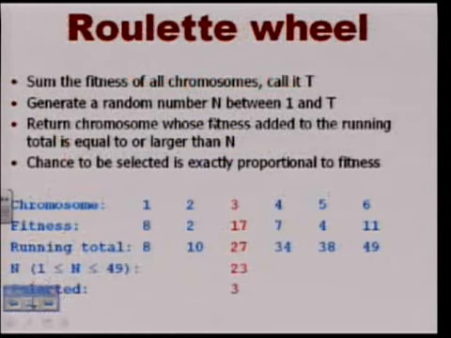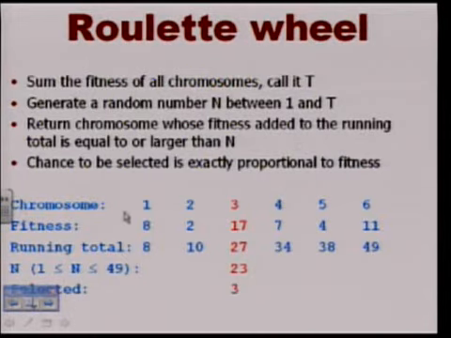And of course, there is the selection procedure like the roulette wheel. You take the sum of the fitness, we call that capital T, and we generate a random number between 1 and T, and return the chromosome whose fitness added to the running total is equal to or larger than that number. In that case, the chance to be selected is exactly proportional to the fitness. And here's just one example.